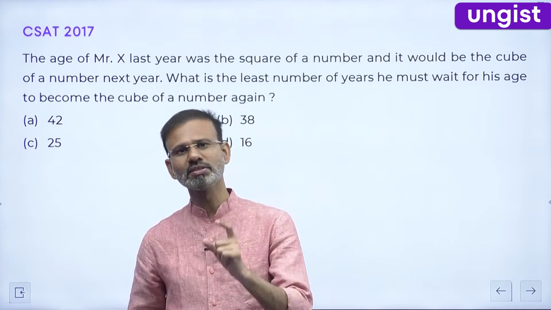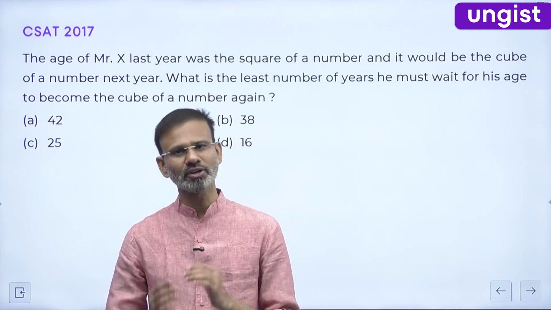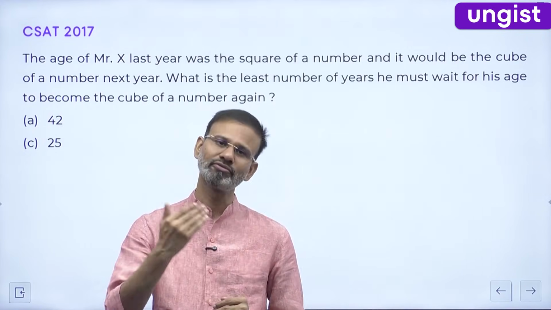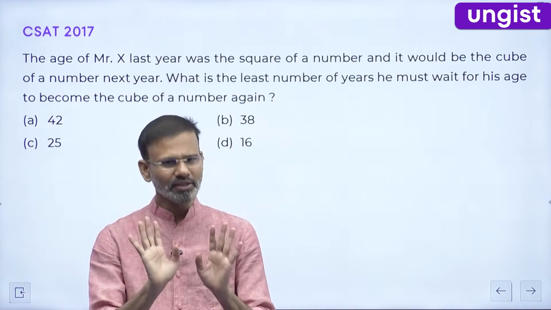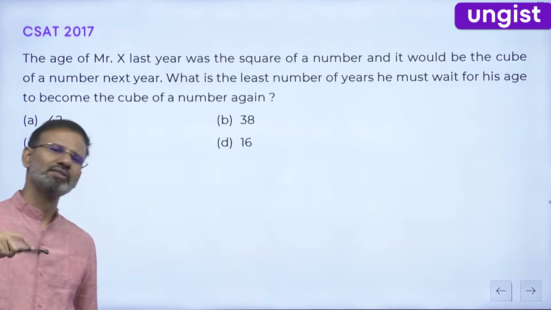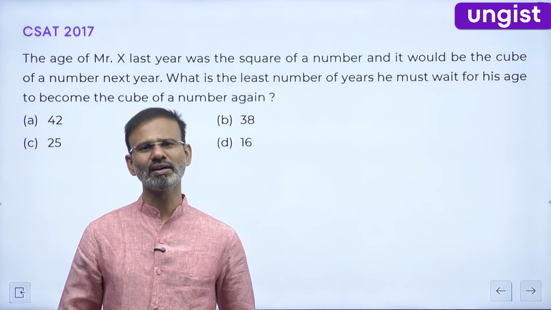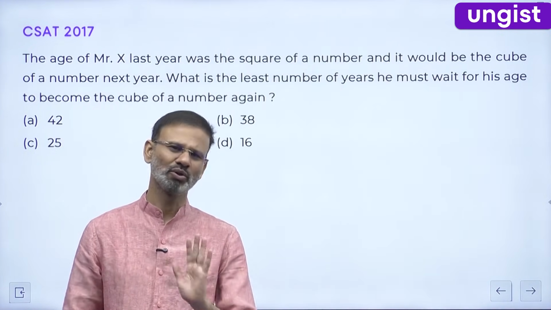So for how many years does he have to wait? Or after how many years will his age become the cube of another number? Think about it, guys. Okay. And friends, it is the age of a person. So the maximum age of a person can be like 100 years or 150 years, not more than that.